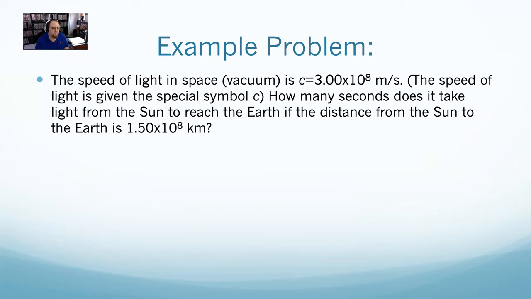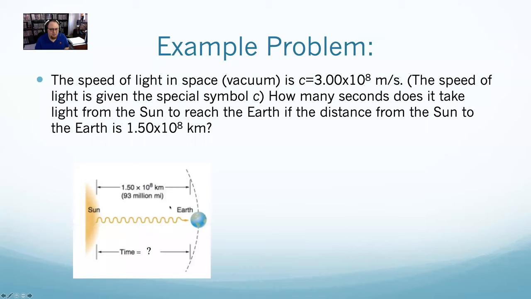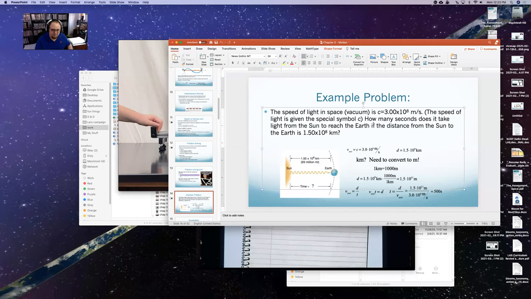So I'm going to draw my picture. I got the sun, you got the Earth, I got 1.5 times 10 to the 8th kilometers. And they're saying, how much time does it take? So I'm looking for time. Now I said this was speed, but it moves at a constant speed. And I don't think I actually said that. I'm going to add that.